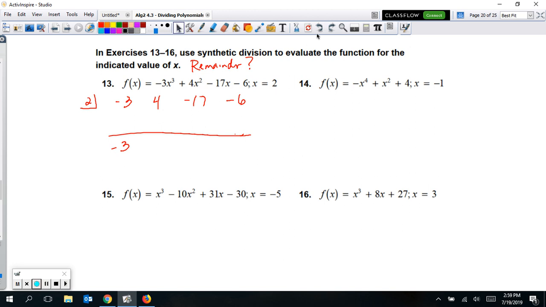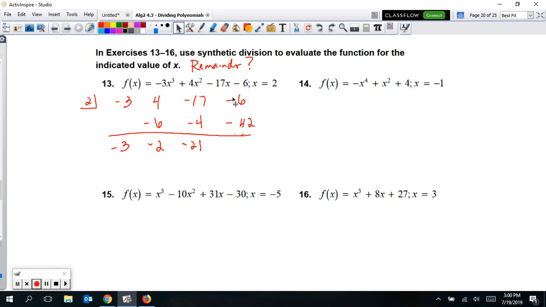-3 times 2, so -6 goes under 4, and then you're going to subtract those numbers and get -2. -2 times 2 is -4, which goes under -17. Here we're going to add and make it a bigger negative, so it's going to make a -21. -21 times 2 gives us -42.